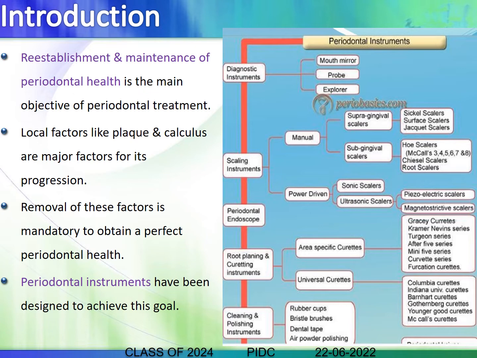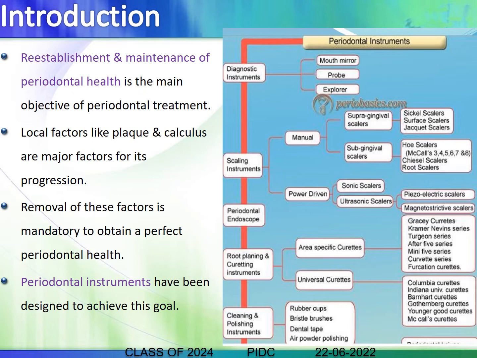So this is a classification of periodontal instruments which is put forward in a website, so you can just go through it. This classification is easier for us to understand what are the instruments which we use, at least at the basic levels. So first, starting with your diagnostic instruments, which include your mouth mirror, probe and explorer. Then your scaling instruments, which could be the manual instruments, including the supragingival scalers and the subgingival scalers.